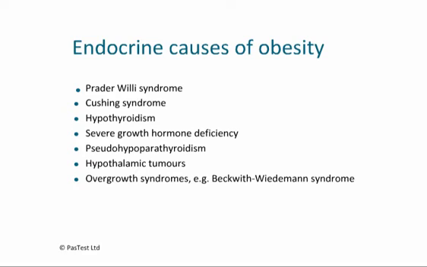Children with Prader-Willi syndrome may have neonatal hypotonia, learning difficulties, and small genitalia. Those with Cushing syndrome are short and overweight. Those with pseudohypoparathyroidism are also short, usually have learning difficulties.